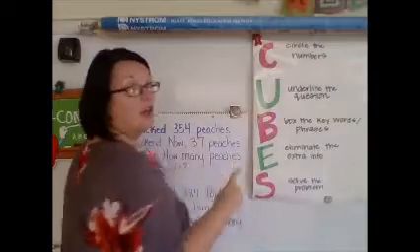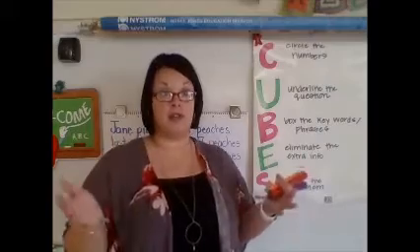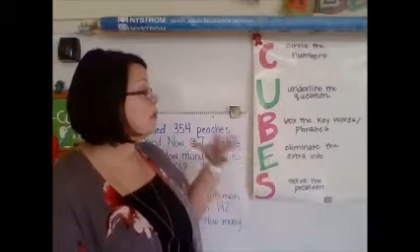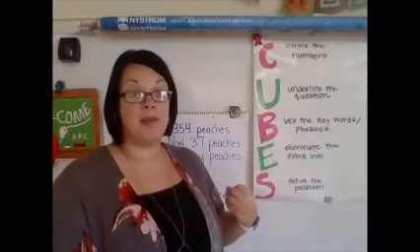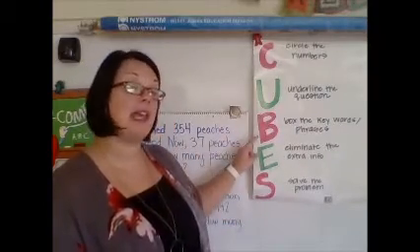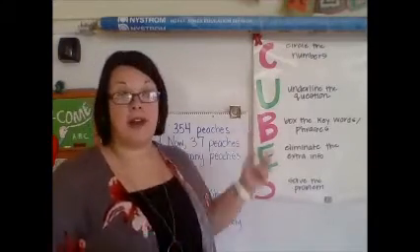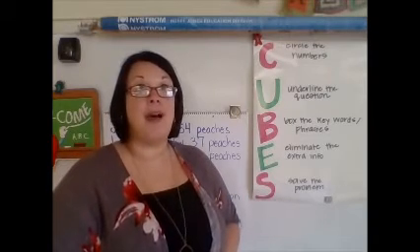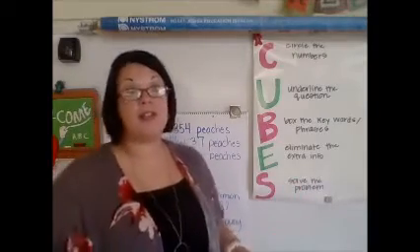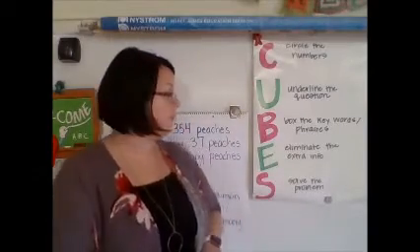C stands for circle the numbers. So anytime you read a word problem, you want to make sure that you circle all of the numbers so they're standing out to you. U stands for underline the question. So you need to find the place in the word problem that's asking a question. What are you trying to find out? And underline it. The B stands for box, or put a box around keywords or phrases. So those would be any words that would tell you whether you should add or subtract or eventually multiply and divide. And so those are words that are going to be important and tell you what to do.